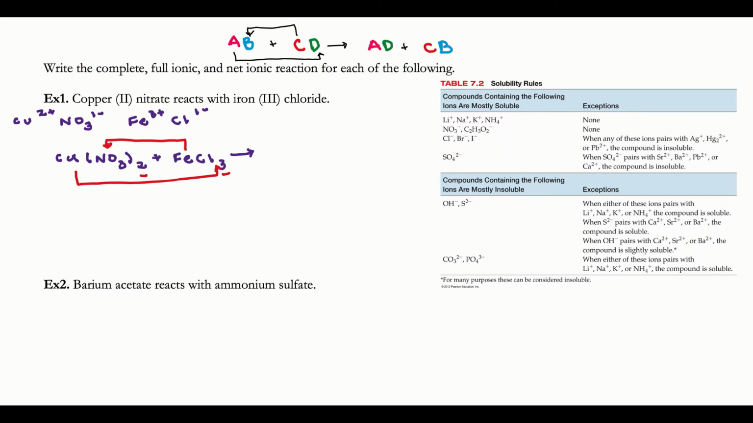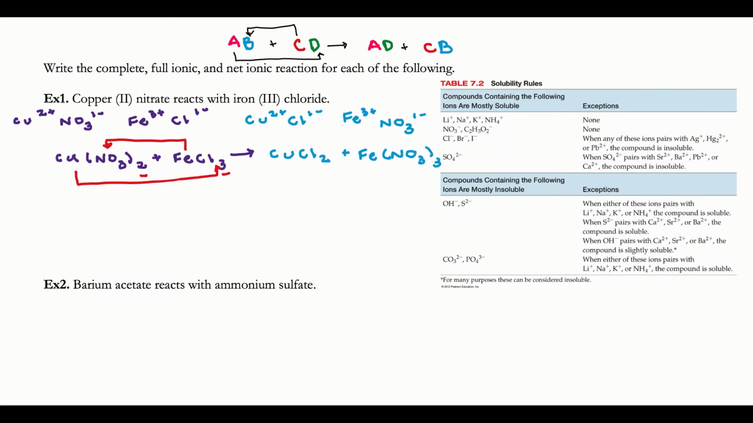When I combine new compounds together, I simply have to recross their charges. Copper has a 2+ charge, and it is now going to combine with chlorine, which is 1-. When I cross their charges, I get CuCl2. Yes, I have different numbers of chlorines. Don't worry about it, we'll take care of it in just a minute. Then iron, which has a 3+ charge, combines with nitrate, which has a 1- charge. When I cross those charges, I get Fe(NO3)3.